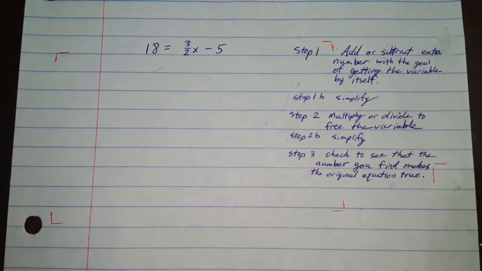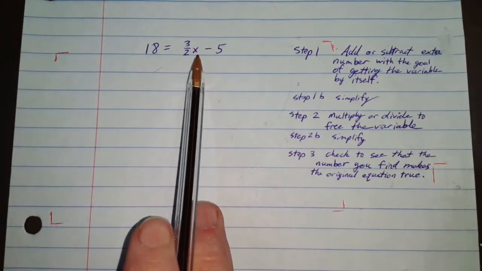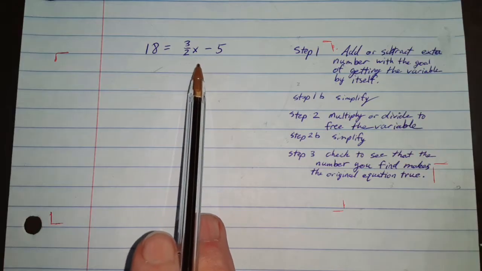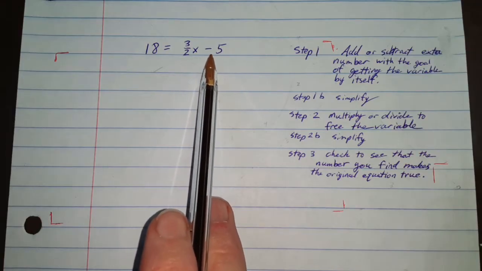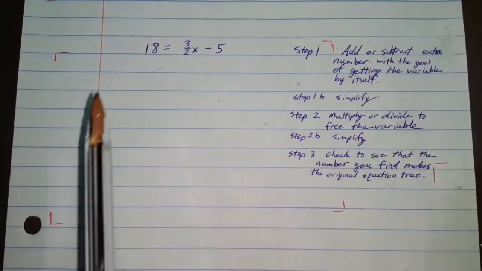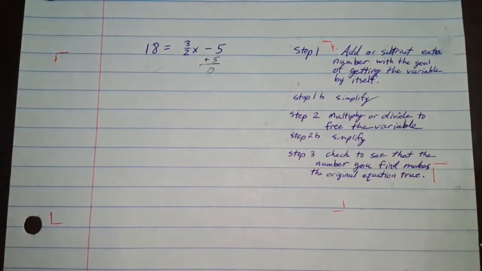So going with step 1, adding or subtracting. Since I have this term with the x and having 5 subtracted from it, I am going to do the opposite to get rid of this 5. So since I have minus 5 here, I'm going to add 5 here, directly below it. And so negative 5 plus 5 gives me 0, so I'm going to ignore that.